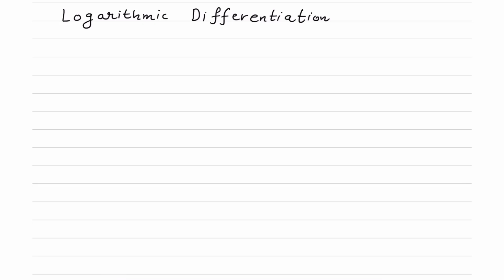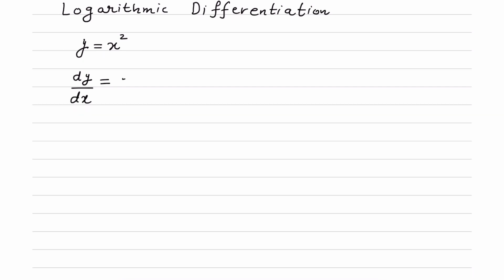In this video, we are going to talk about logarithmic differentiation. We know that if we have a function, let's say y equal to x square, where x has the power as a number, then when we have to find the derivative of y with respect to x, on the right hand side, we can apply the power rule of derivative, which says the power comes on the side of x and you subtract 1 from the power, which gives you 2x.